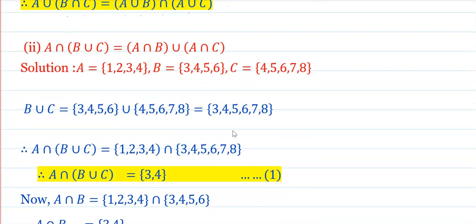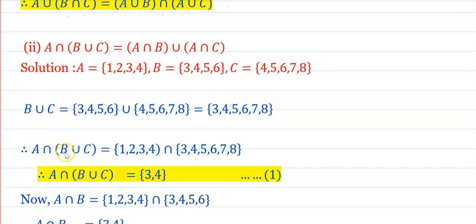Okay. Now the next, number 2. A intersection (B union C) is equal to (A intersection B) union (A intersection C). Again, calculate B union C. That is all the elements, and if the common elements are there, they are taken one time: 3, 4, 5, 6, and 7, 8.